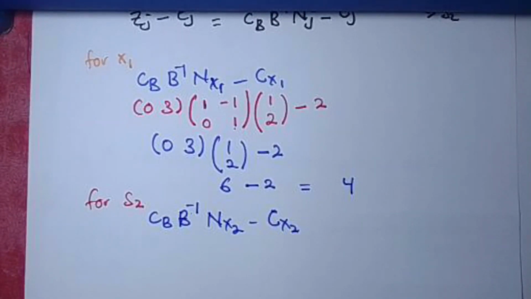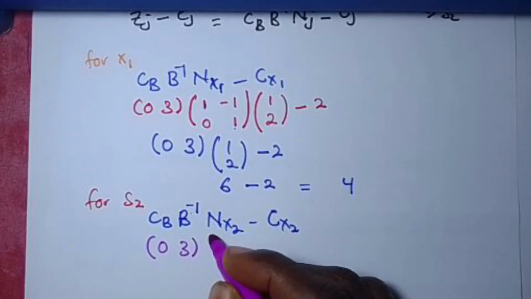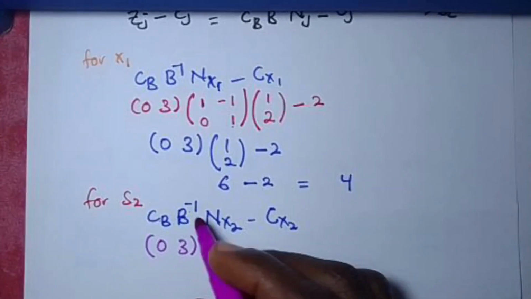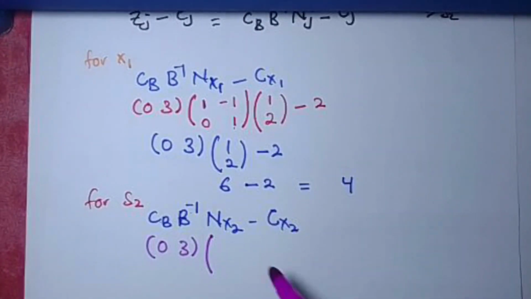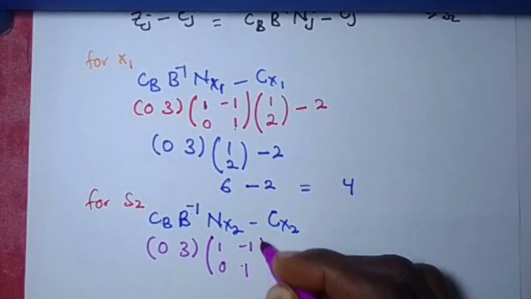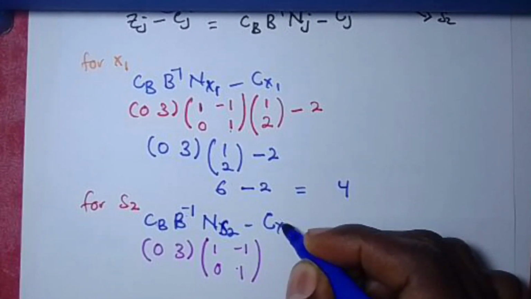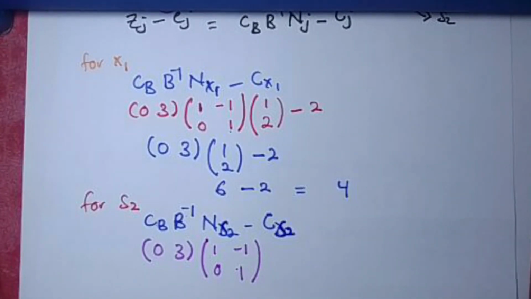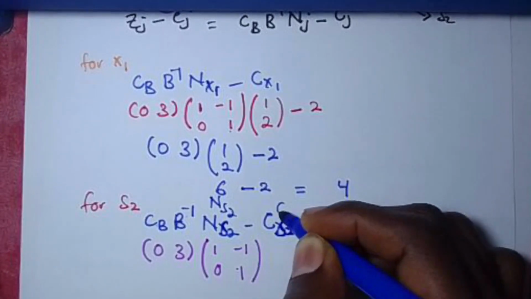B inverse won't change, it will remain the same. So B inverse will be a 0, a 3, times the coefficient of basic, which doesn't change. We are using the new one, they are the same. B inverse was also 1, negative 1, 0, 1. Now N, sorry, I'm using x2. This is supposed to be S2, and also this is S2. So that was wrong. This is N of S2, and this is C of S2.